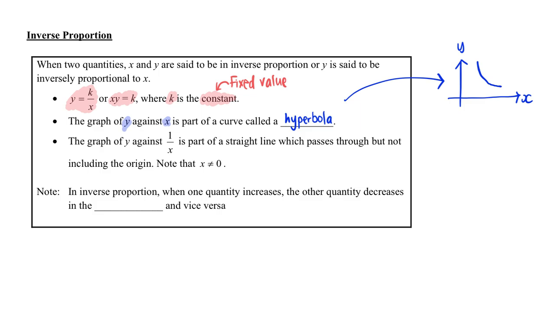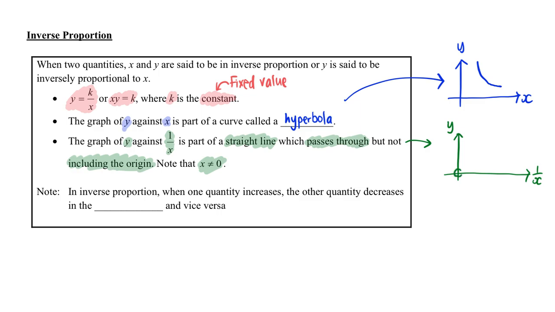And if I were to plot y against 1 over x, then it is a straight line that passes through, but not including the origin. Okay, because x cannot be equal to 0. Alright, we cannot divide something by 0. So how does this graph look like? It is quite interesting. For this, the graph actually looks like this. y against 1 over x.